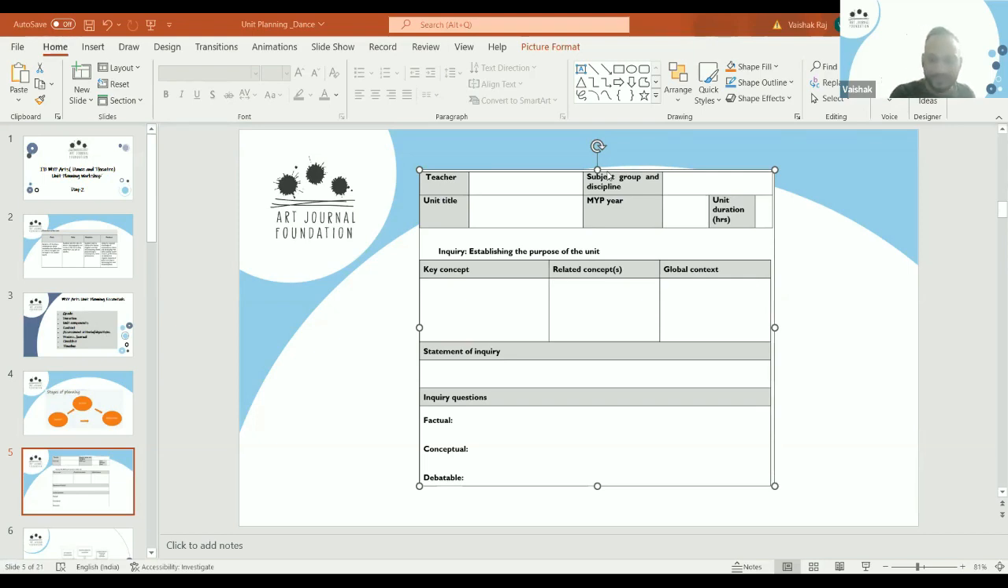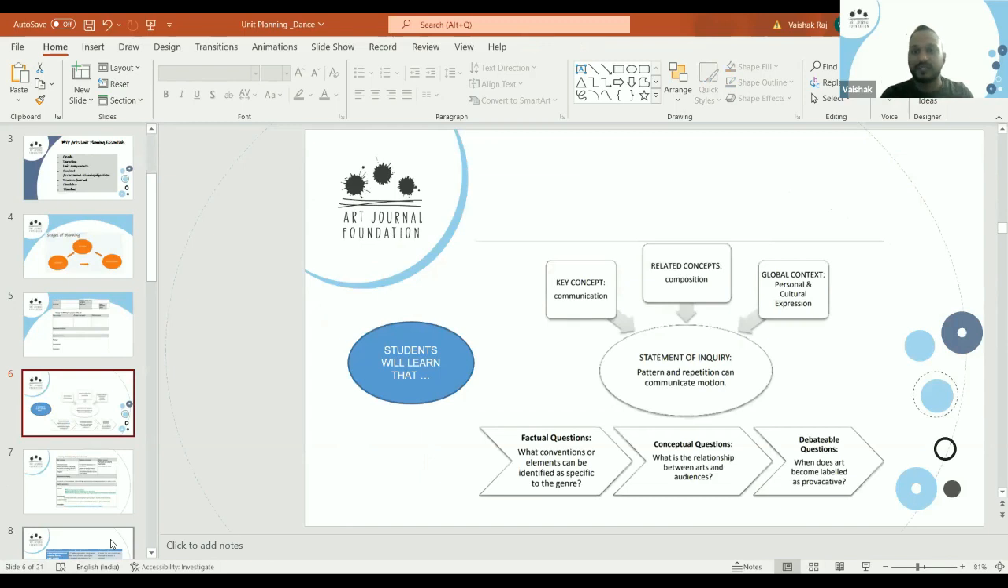Okay. Now we are going into the next step, which is inquiry, the first stage, inquiry. This is where the majority of the confusions are. Now select a key concept. Select one related concept. We'll understand whether we need more than one related concept, but right now select one key concept, one related concept, and one global context that you think will go with that unit title, based on your brainstorming. So you're brainstorming that overview and the unit title. Now, keeping these two things in mind, choose. Now we are selecting the conceptual lens.